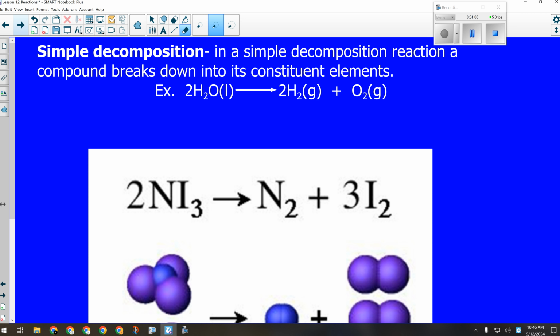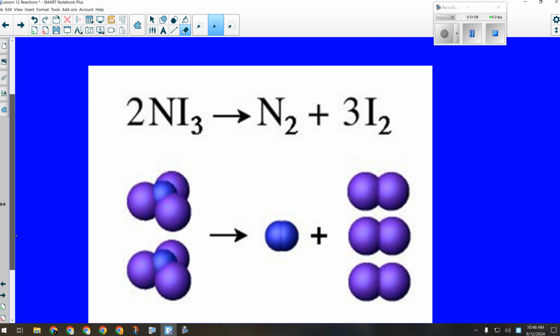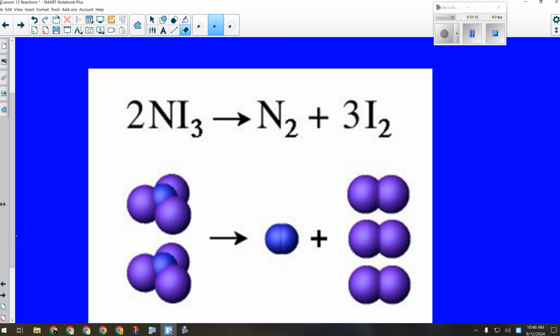All right, another decomposition reaction. I've got 2 molecules of nitrogen triiodide, breaking down into 1 molecule of nitrogen gas and 3 molecules of iodine. Again, this is the type of reaction where you have to remember which elements are molecular elements, because then you'll know to write N as a 2, I as a 2, P as a 4, whatever, on the other side. That's where you have to know this.